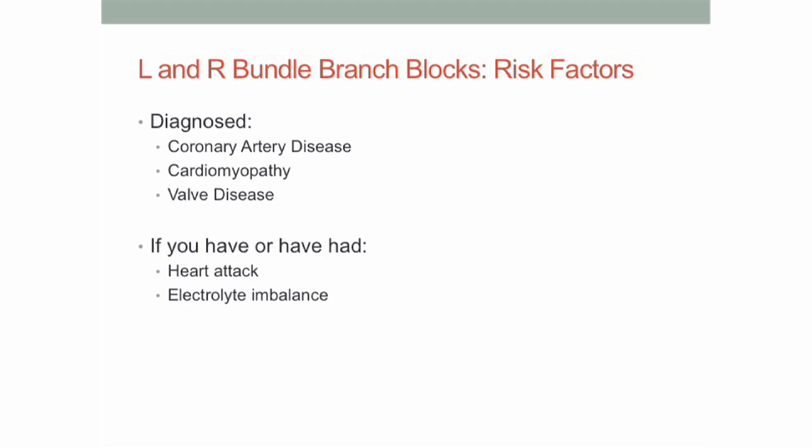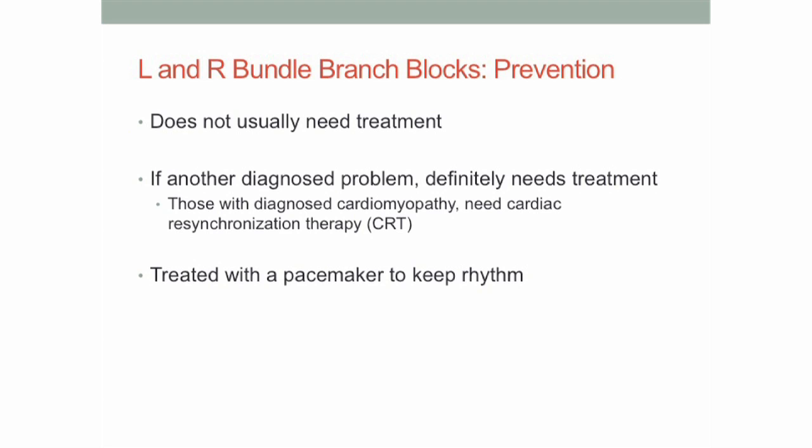Some risk factors of left and right bundle branch blocks include a diagnosed coronary artery disease, cardiomyopathy, and valve disease. If you have also had a heart attack or electrolyte imbalance, this can also lead to some sort of bundle branch block. With electrolyte imbalances, Na+ is actually an electrolyte that the body needs. It plays a key role in conducting signals by causing the impulse to reach threshold so the nerve can fire a signal.